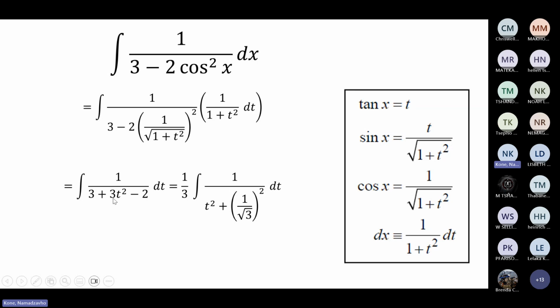But we still need to factor out this 3. That is where we get the 1 over 3. And when we divide that 1 by 3, we get 1 over 3 before we do this thing. Then when we want to write it in this form, our t squared is already there, plus 1 over square root of 3 squared. This is the 1 over 3 that we had before. Then now you go and look at the rule. Which rule is this one?